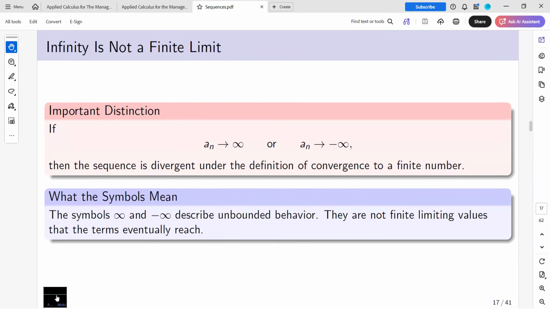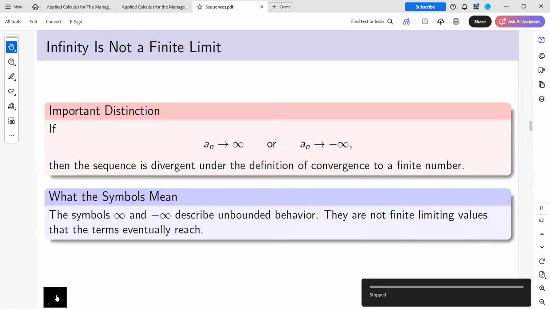Writing that a sequence tends to infinity describes unlimited growth. It does not mean infinity is a number sitting at the end of the sequence. Infinity is more of a direction than an address.